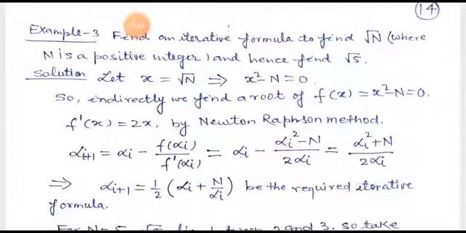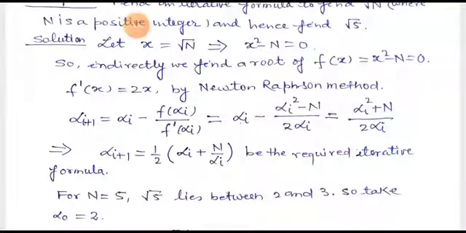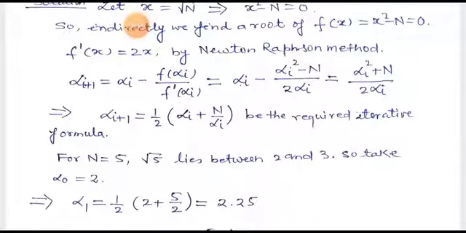In the formula of the Newton-Raphson method, alpha i plus 1 is equal to alpha i minus f(alpha i) upon f dash(alpha i). Putting all values in this, we got the formula alpha i plus 1 is equal to 1 by 2 (alpha i plus n upon alpha i), the required alternative formula. Here capital N is equal to 5, so root 5 lies between 2 and 3, so we take alpha 0 is equal to 2.